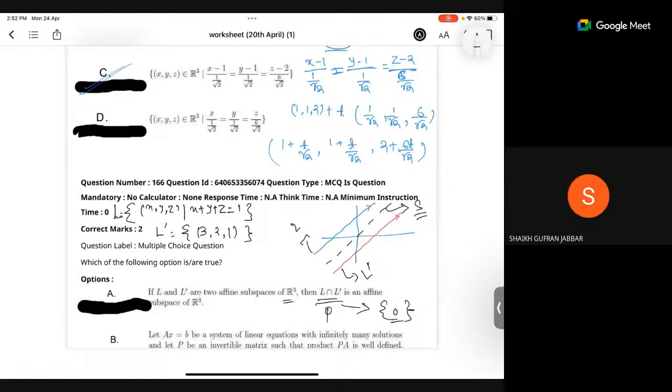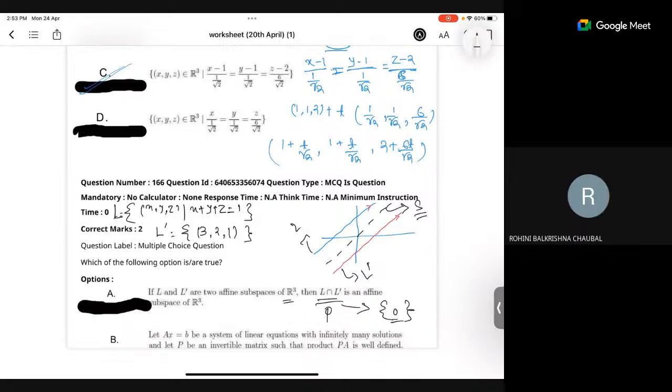So what is basically L? L is basically a plane in R3, right? Yes. And L dash is what? L dash is also an affine subspace in R3, because L dash is just a point. Every point in R3 is an affine subspace, right? Yes. What will be the intersection of L and L dash? Null set. Yes, it is also the null set. In this case also you are getting that.